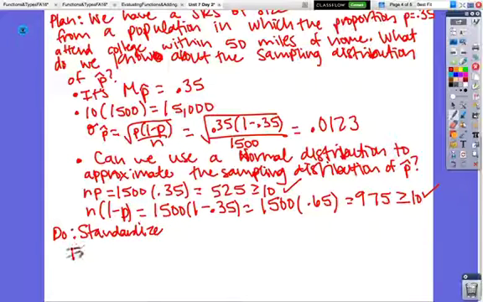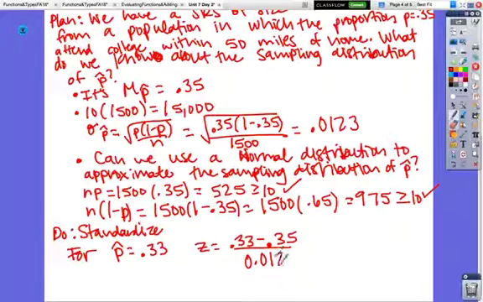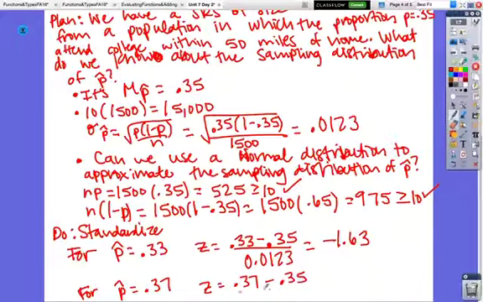And so for p hat equal to 0.33, to find the z-score that goes along with that, we would say 0.33 minus the mean over 0.0123, which was the standard deviation that we got up here. So whenever we do that, we would get negative 1.63. We're also going to do it for p hat equal to 0.37. So we're going to say z equals 0.37 minus 0.35 over 0.0123. Whenever we do that, we get 1.63.